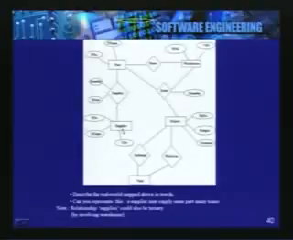Now we said that the supplier may supply part. What is the cardinality of this relationship? It is obviously many to many, as a supplier can supply many parts and a part may be supplied by many suppliers. So we can call it a many to many relationship.